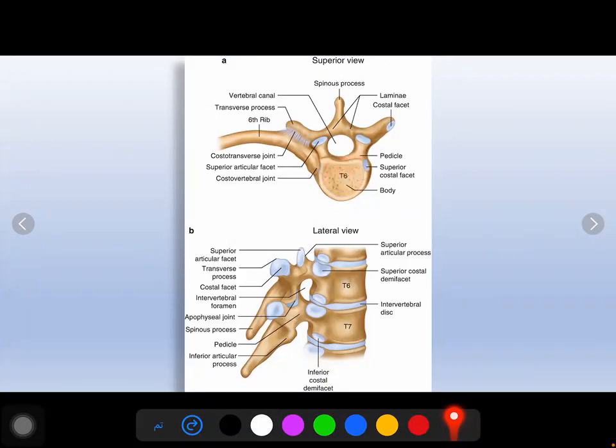In addition to the features above, there are additional facets. This is the lateral aspect of the vertebral body. So there is a superior costal facet for articulation with the rib to form the costovertebral joint. And this is another articular facet on the anterior aspect of the transverse process. There is a costal facet for articulation with the rib, also to form the costotransverse joint. As we mentioned, the spinous process is usually long and slopes downward.